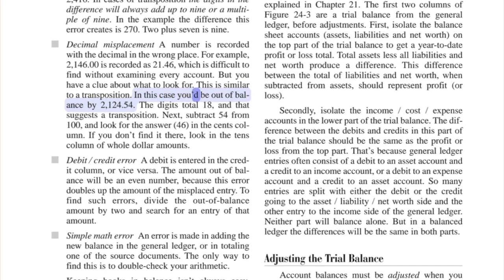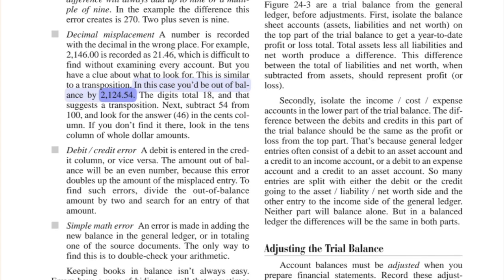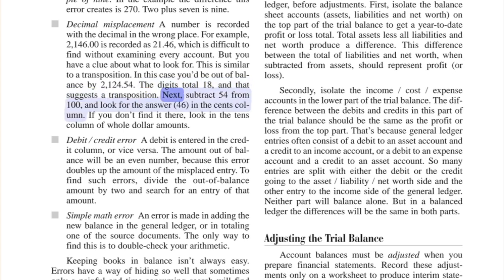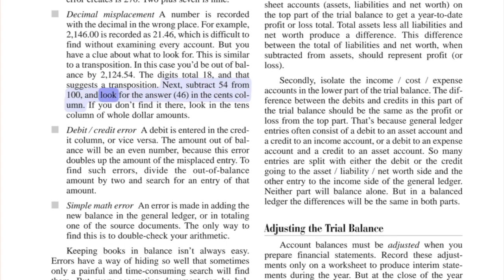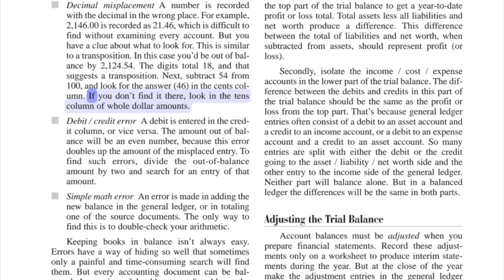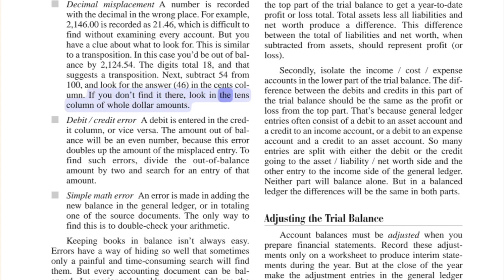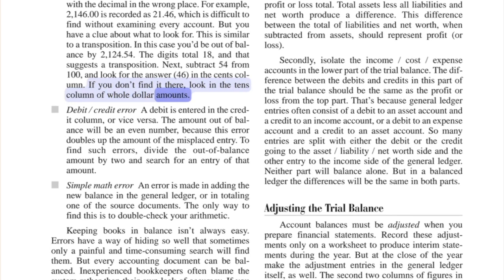In this case, you'd be out of balance by 2,124.54. The digits total 18, and that suggests a transposition. Next, subtract 54 from 100 and look for the answer in the cents column. If you don't find it there, look in the tens column of whole dollar amounts.